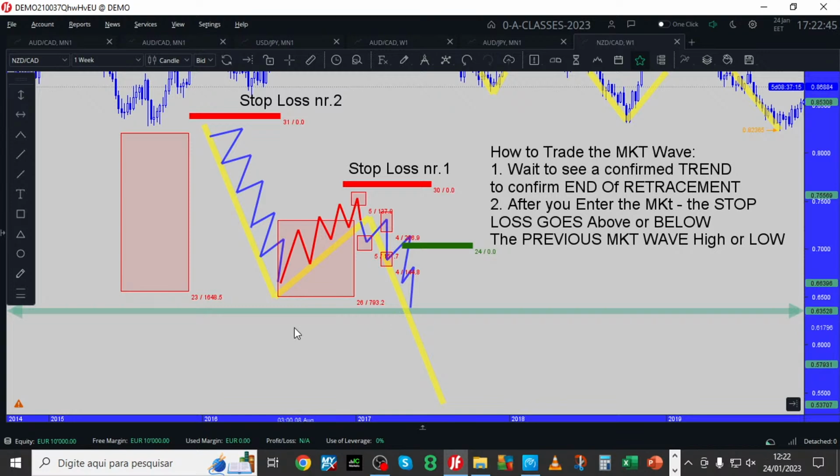Okay, anybody else? Which one is the correct stop loss, everybody? Joyce says stop loss number 1, it's correct. After you enter the market, the stop loss goes above or below the previous market wave high, Joy, not the most recent one. Everybody, which is the correct stop loss? Stop loss number 1 or stop loss number 2?